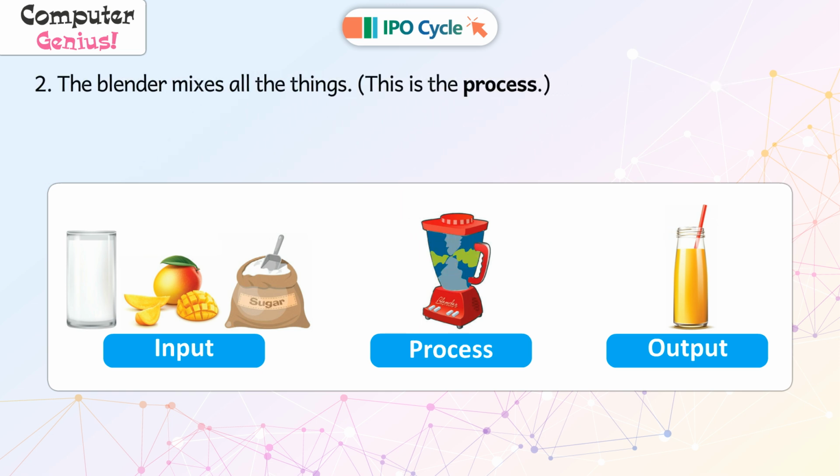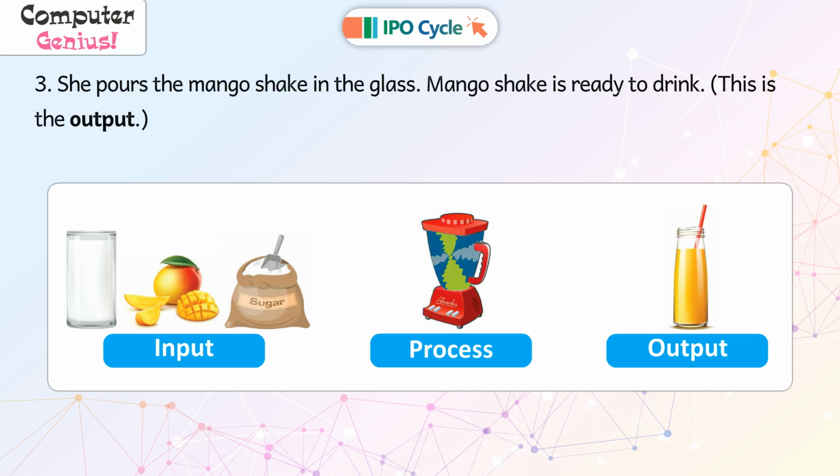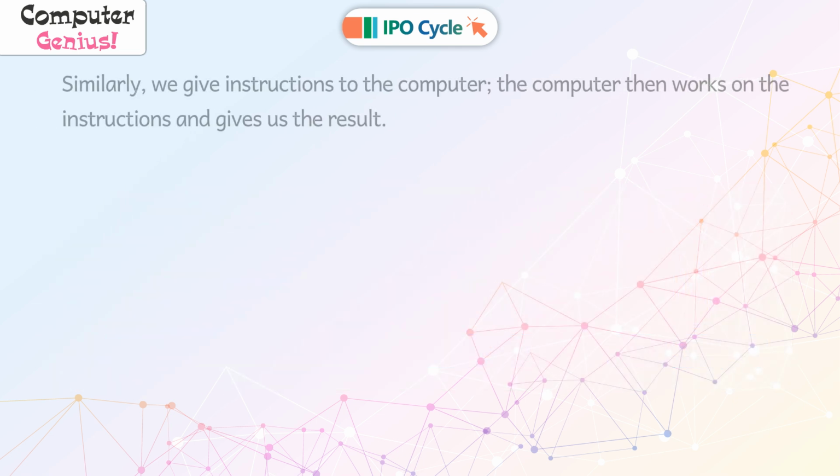2. The blender mixes all the things. This is the process. 3. She pours the mango shake in the glass. Mango shake is ready to drink. This is the output. Input, process, output.